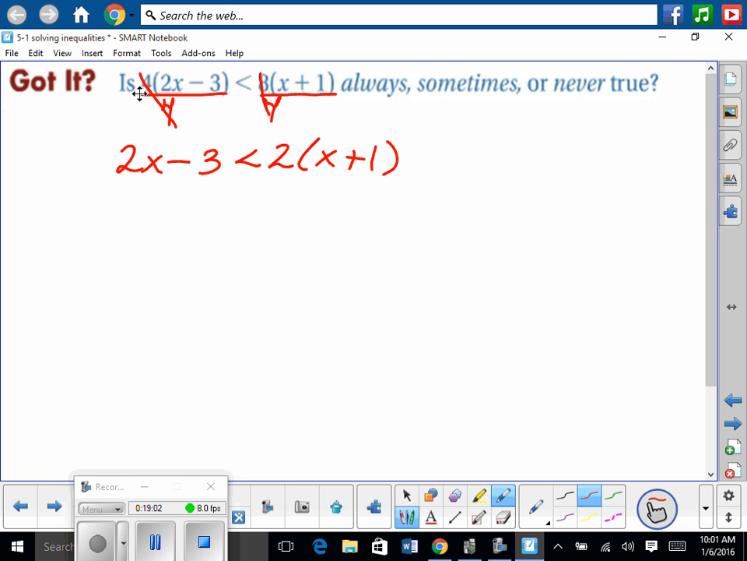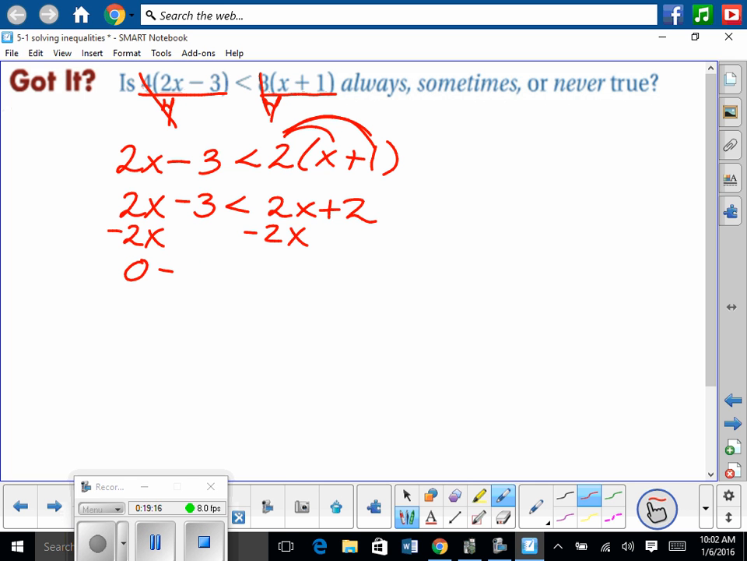Different ways of solving. Then from there, on the left, I have 2x minus 3 is less than, I'm going to distribute that through, 2x plus 2. Don't forget to distribute that through here as well. So I'm going to subtract 2x from both sides. That gives me 0 minus 3 is less than 0 plus 2.